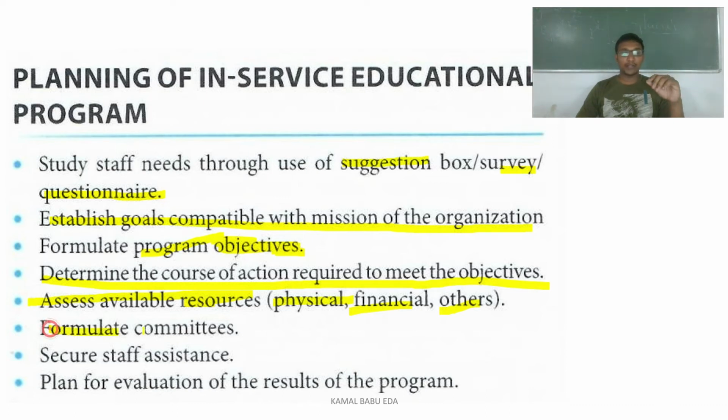Next one is formulating the committees. You have to formulate committees, and these committees are responsible for doing the things. And next one, secure staff assistance. So you have to give assistance to the staff. And next one is plan for evaluation of results of the program. Once the program was done, it is your responsibility to plan and evaluate the program. While you're planning and evaluating the program, then only you know to up to what extent the program which was laid had succeeded.